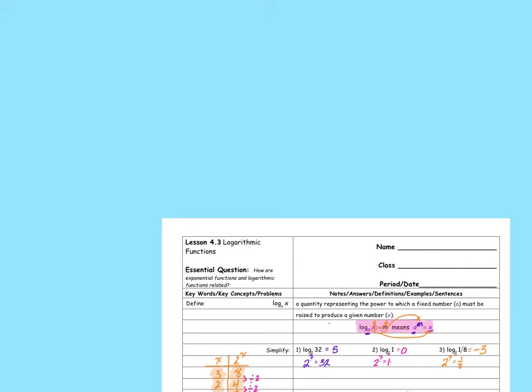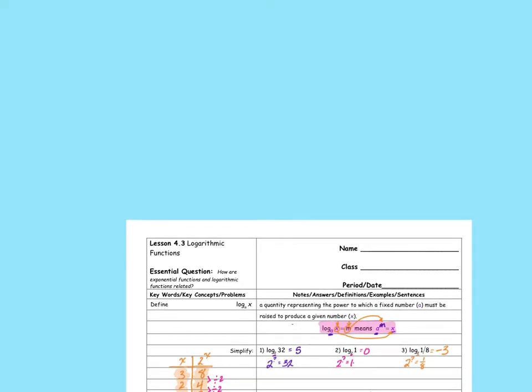7 to what power equals 7? Well, that's 1, because just the number by itself is always to the first power. And then this one says 6 to what power equals 6 to the 9th? Well, the exponents would have to be the same, so this would be 9. And then the last one is a little bit harder.